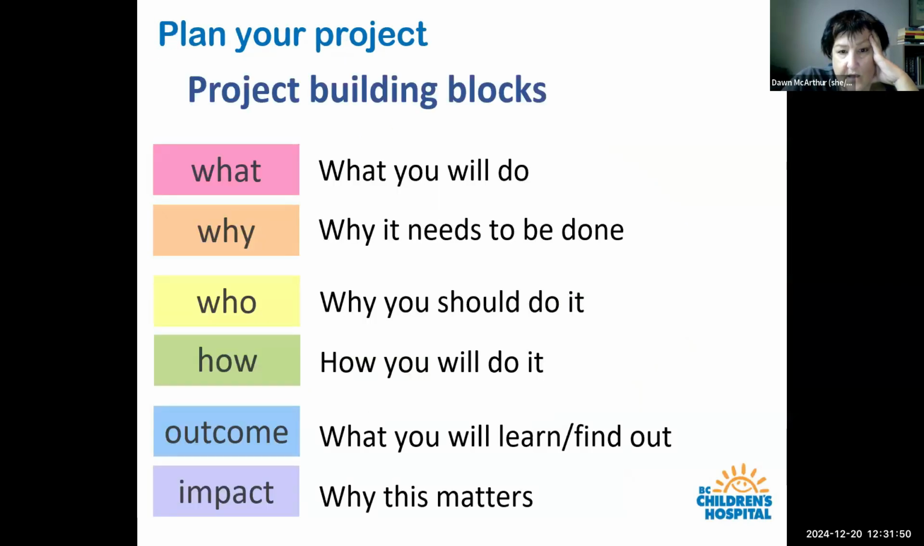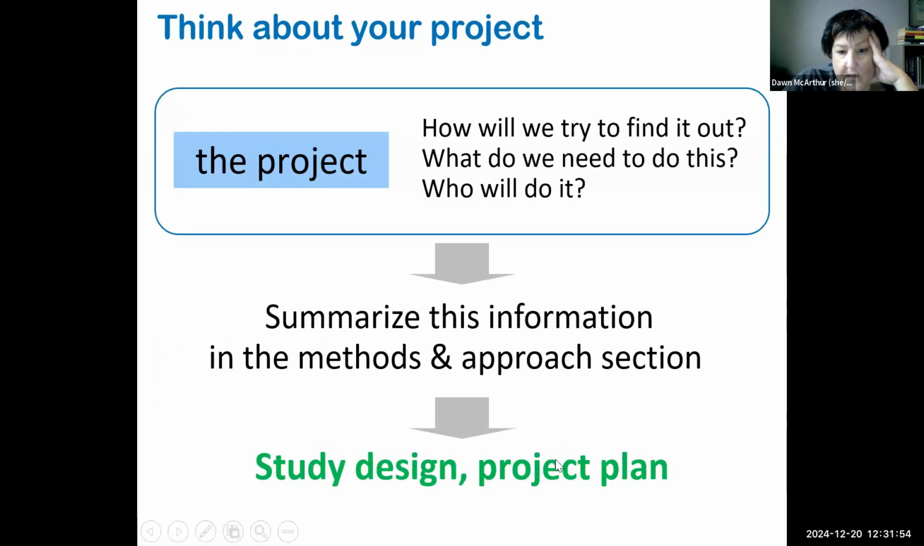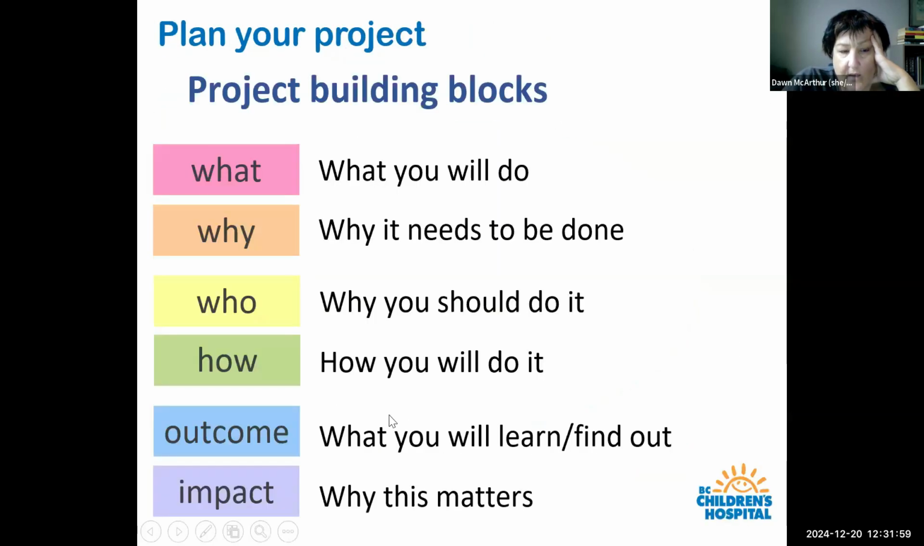One of the things, back here, where it says things like project outcomes, impact, study design, project plan, and project rationale: a long time ago, I broke that down into 6 building blocks: what, why, who, how, outcome, and impact. And I have yet to change this. I think I made this in about 2005, and I haven't changed it because it still works.